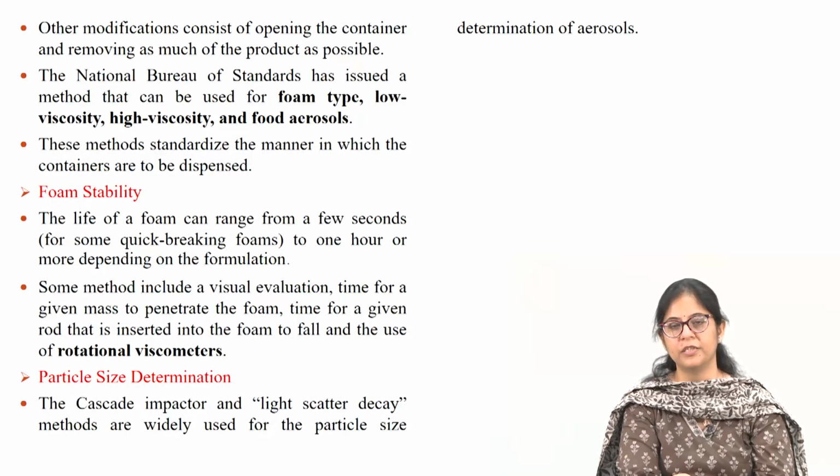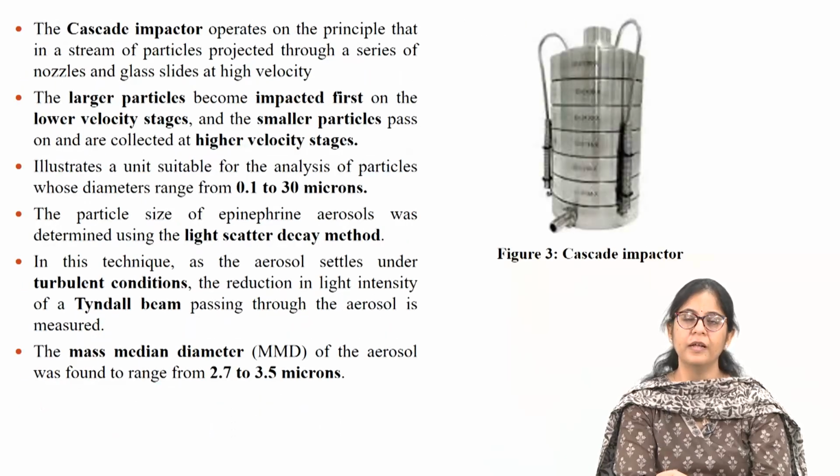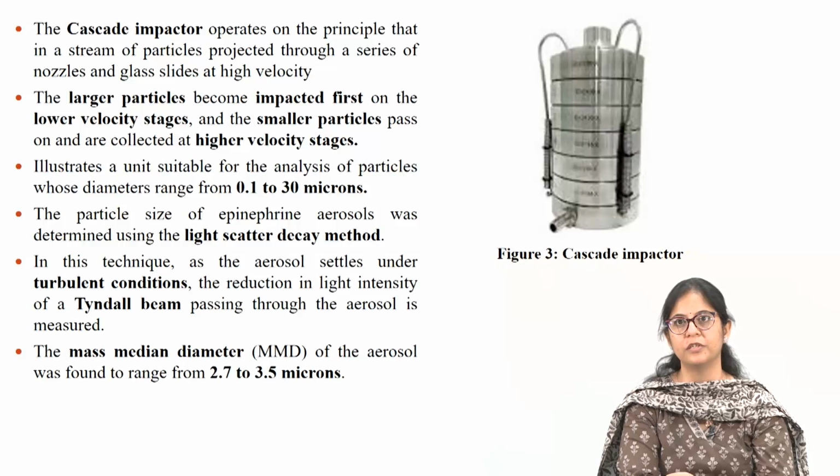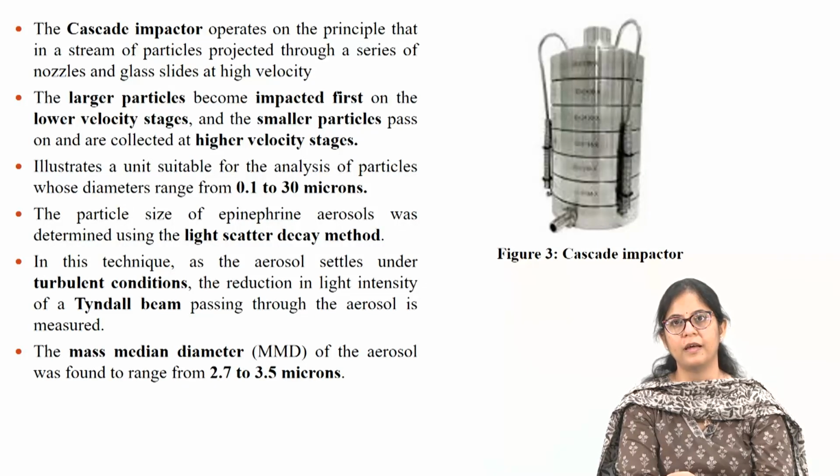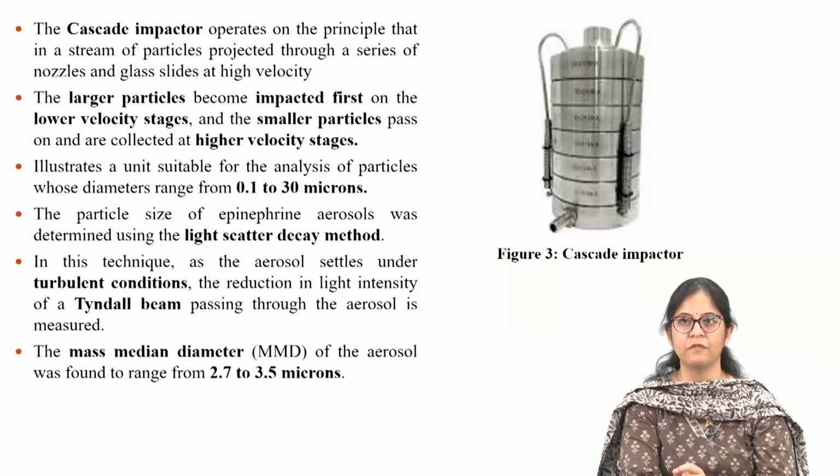Particle size determination. The cascade impactor and light scatter decay methods are widely used for the particle size determination of aerosols. The cascade impactor operates on the principle that in a stream of particles projected through a series of nozzles and glass slides at high velocity, the larger particles become impacted first on the lower velocity stages, and the smaller particles pass on and are collected at higher velocity stages. The figure illustrates a unit suitable for analysis of particles whose diameters range from 0.1 to 30 microns.